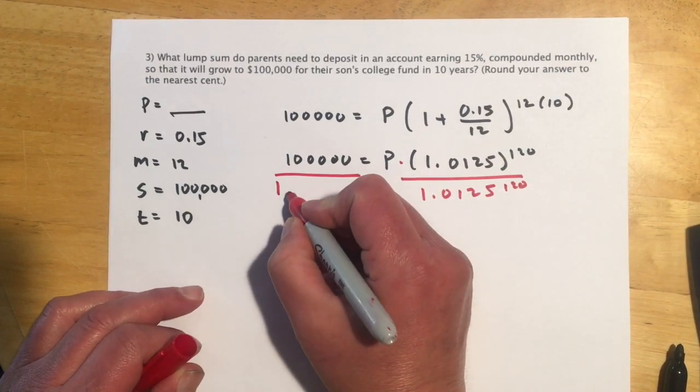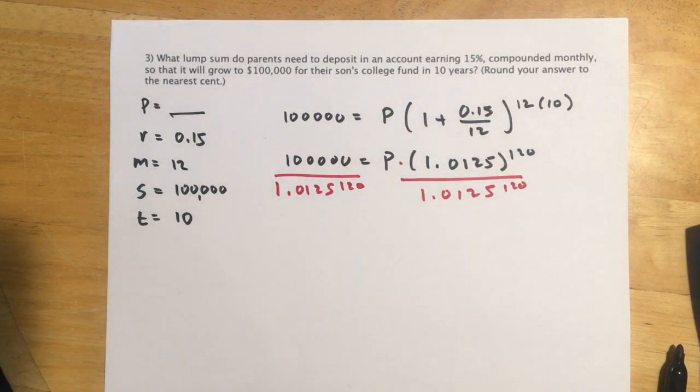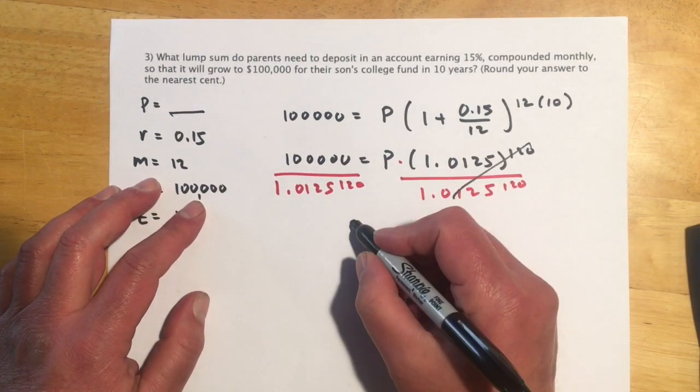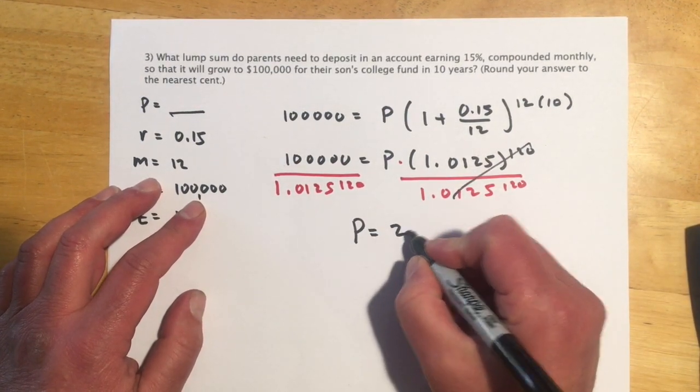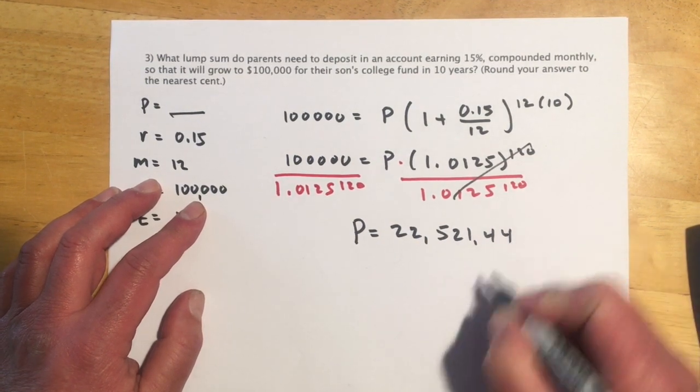And same thing over here. And then just divided this in a calculator and got P to be 22,521.44.